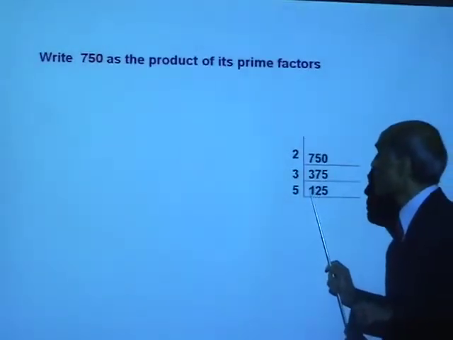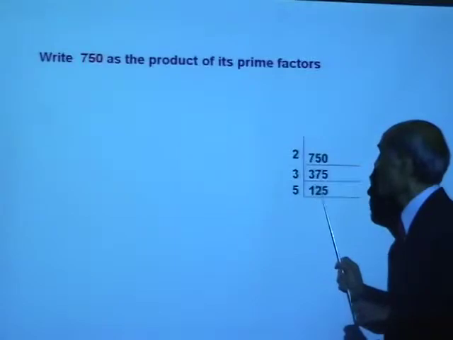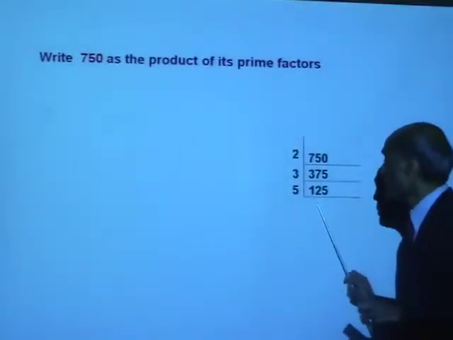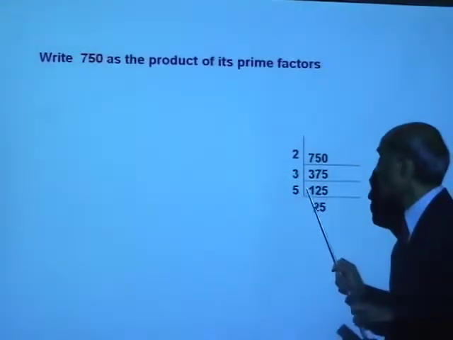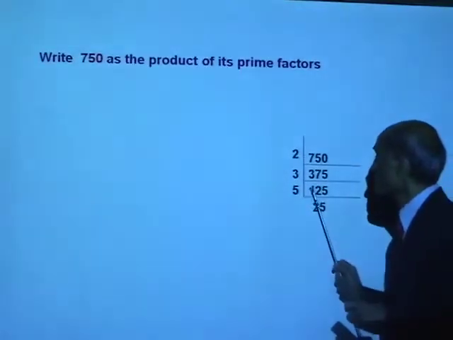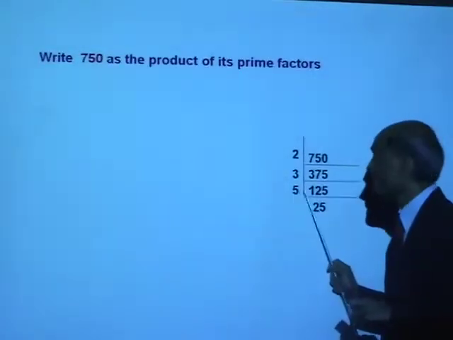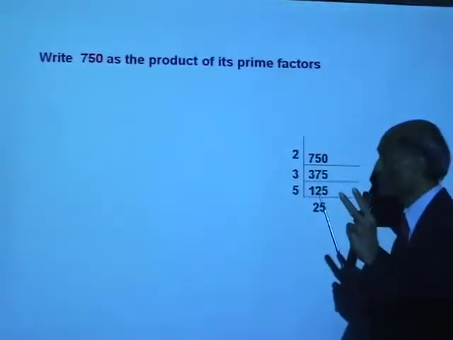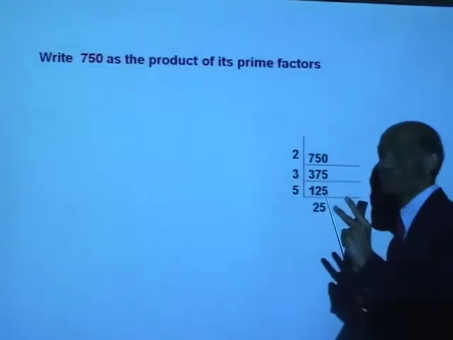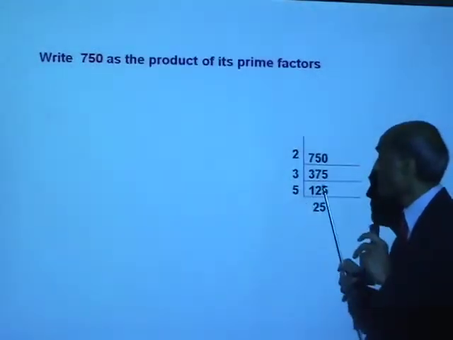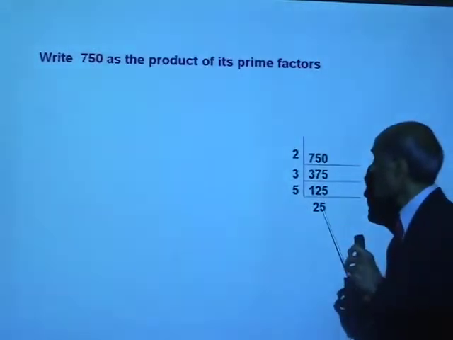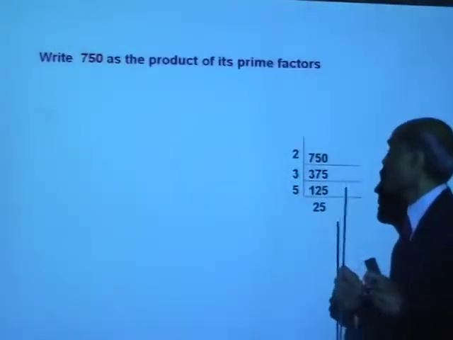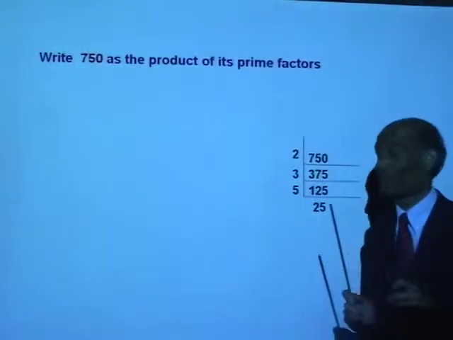Well, 5 wouldn't go in 1. So, 5 goes in 12 2 times. So, write the 2. 2 times 5 is 10. Take away 10 from 12, you get 2. And 2 and 5 is 25. 25 divided by 5 is 5. So 125 divided by 5 is 25.